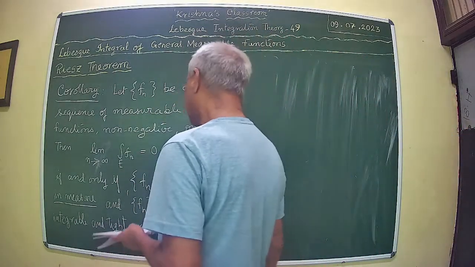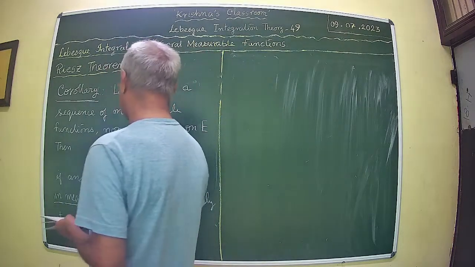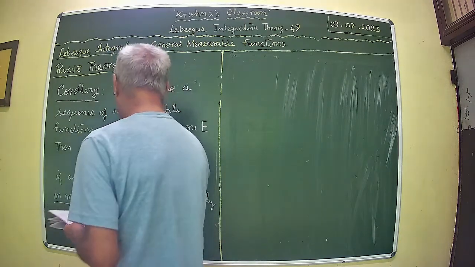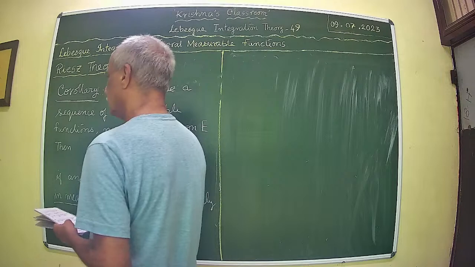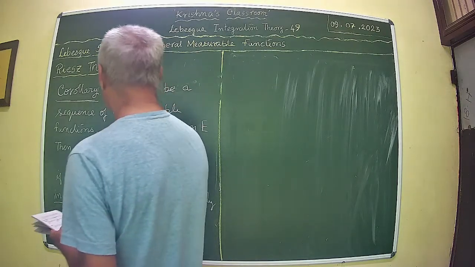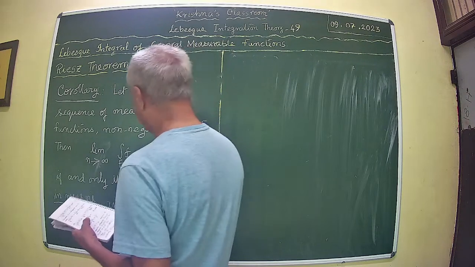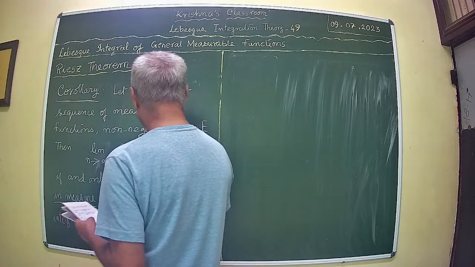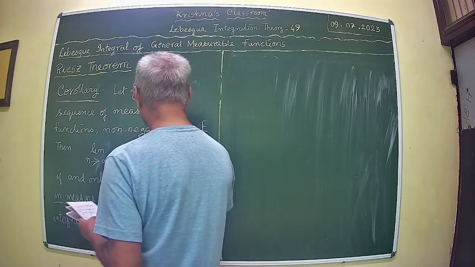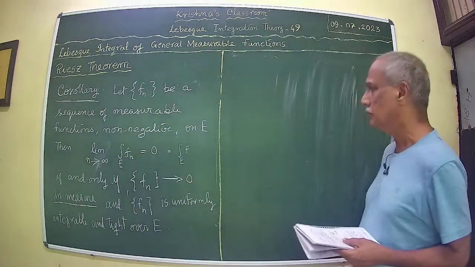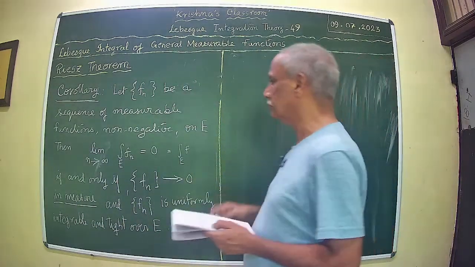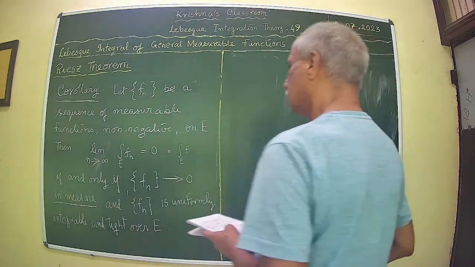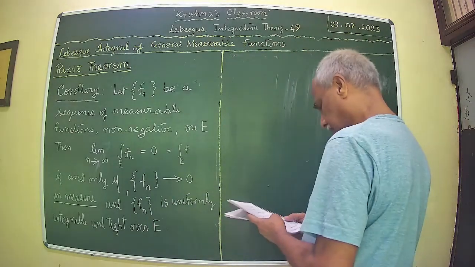Now here what you are saying is that all these things are the convergence in measure, and then Fn is uniformly integrable and tight over E, provided this integral. So here you see that since the limiting function is f identically equal to 0, this is actually simplified because f is identically equal to 0, or at least almost everywhere. So let us prove this corollary.